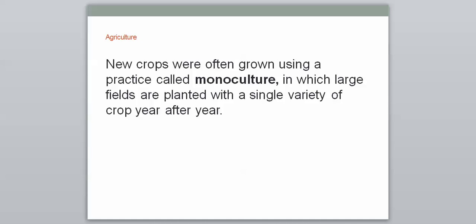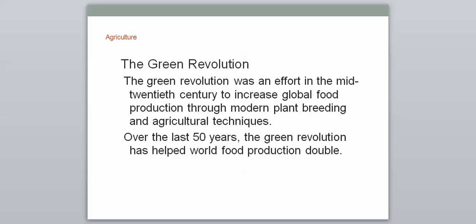So all of these different things have allowed huge increases in the amount of food that we can actually produce. Another big change is that crops are now often grown using a practice called monoculture, in which large fields are planted with a single variety of crop year after year. It used to be you would plant corn, then wheat, then beans, then let your field rest, and then start the process over with corn, because otherwise it would wear out the nutrients in the field. Now, with increased fertilizers and things like that, we're able to keep planting corn year after year in the same fields and keep making large quantities of it, which used to not be a possibility at all.